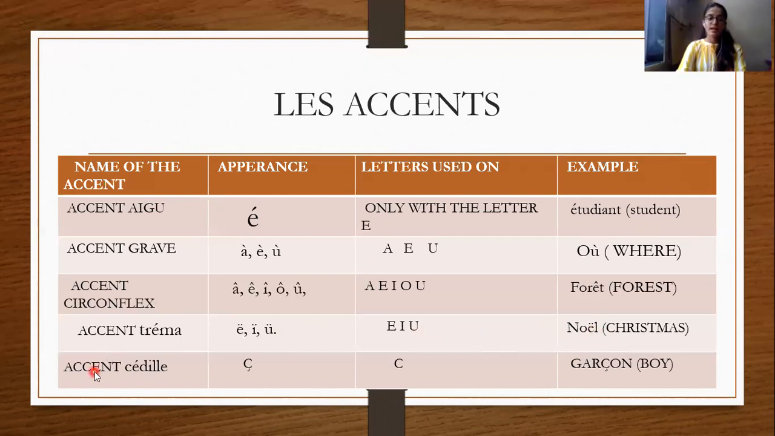Accent cédille. Used only with the letter C, having the sound of S. Example, garçon. Garçon means a boy.